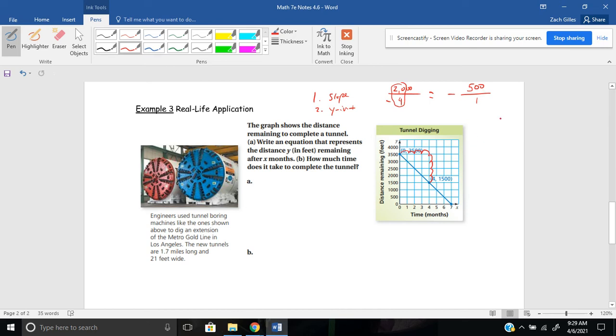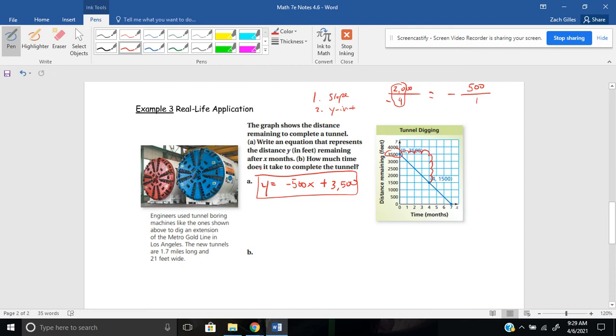Okay. And then we need to find out what our y-intercept is. Well, where does this line cross the y-axis? Well, it's right here. It's at 3,500. So y equals my slope, negative 500x, plus 3,500, my y-intercept. Okay, and that is the equation in slope-intercept form for letter A.